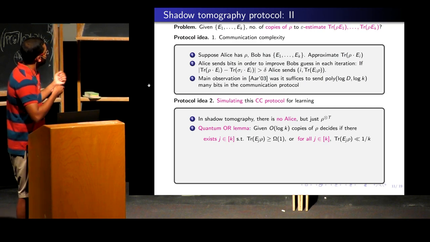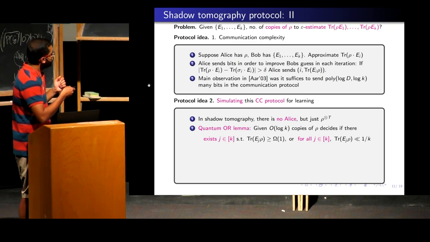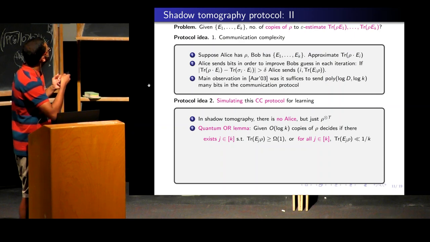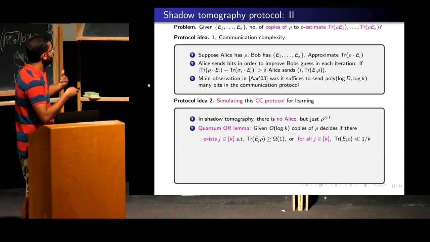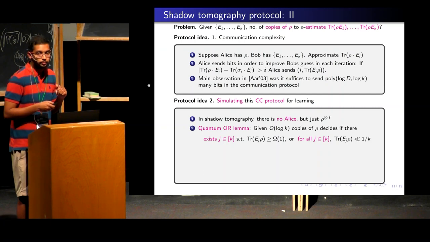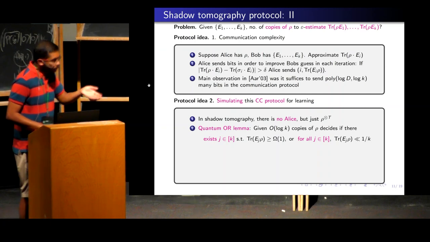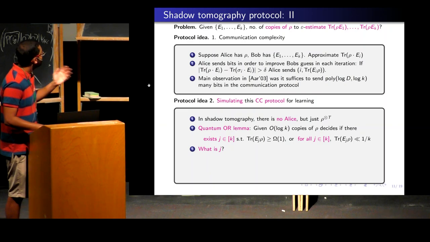So what does this quantum OR lemma say? I can take log k copies of rho, and I can decide if there is one j for which trace of Ej rho is large, or for all j, trace of Ej times rho is small. So this is what the quantum OR lemma can do, but somehow the question is, what is j?